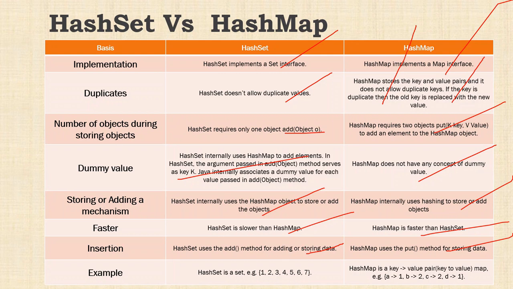There is a difference in the method also. If you want to add in HashSet, then you have to use the add method. If you want to add an element in HashMap, then you have to use the put method. So this is the example. If you want to store values where all values should be unique, then you can choose HashSet. If you want to store key and value, like a is the key and one is the value, you can go for HashMap.